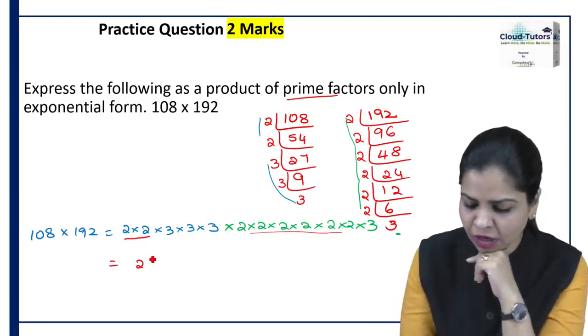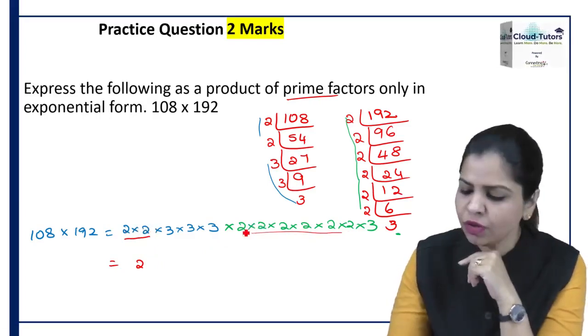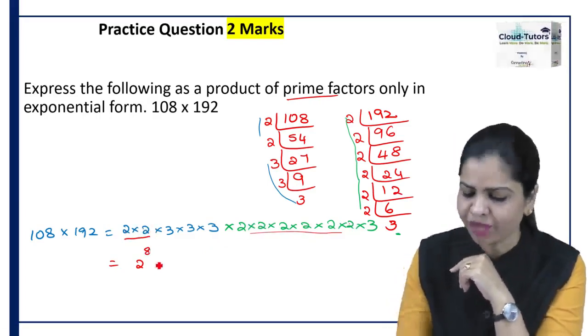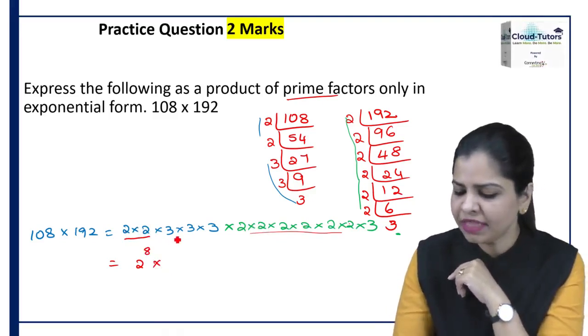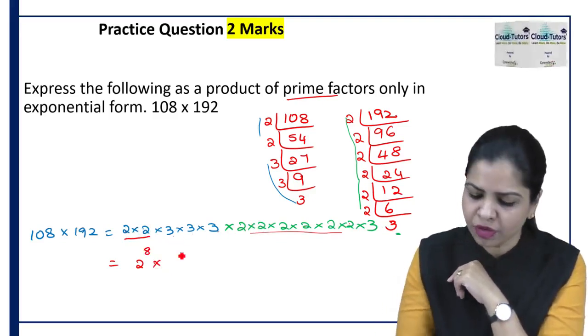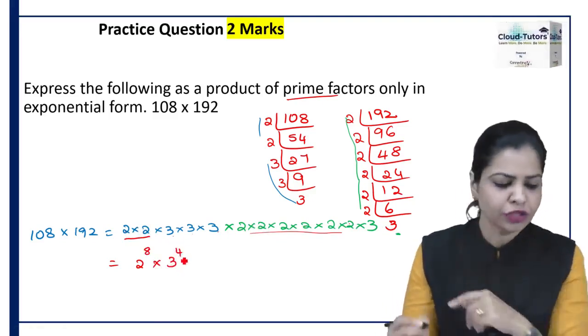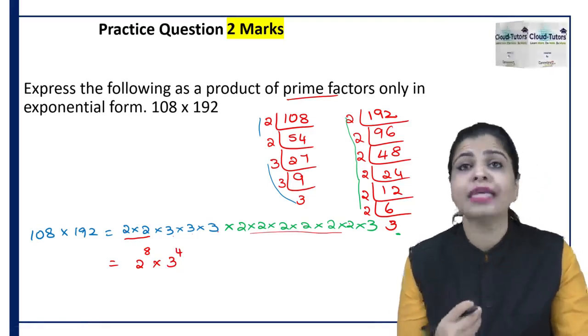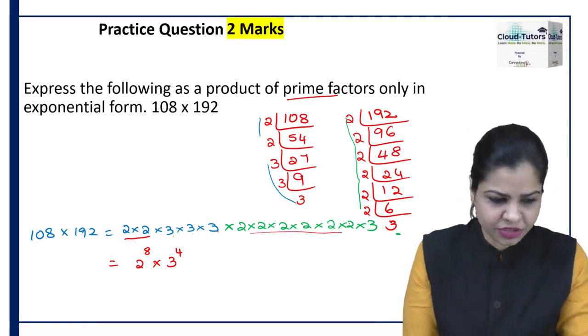So you count the number of 2's. 1 2 3 4 5 6 7 8. So 2 to the power of 8 into, how many 3's? 1 2 3 4. So 3 to the power of 4. So this is your answer. I hope you have followed this. So let's move to the next question.